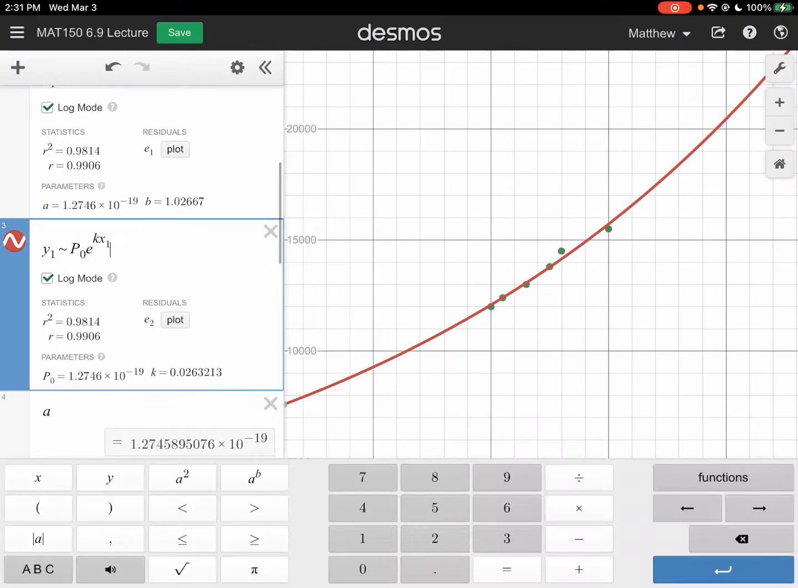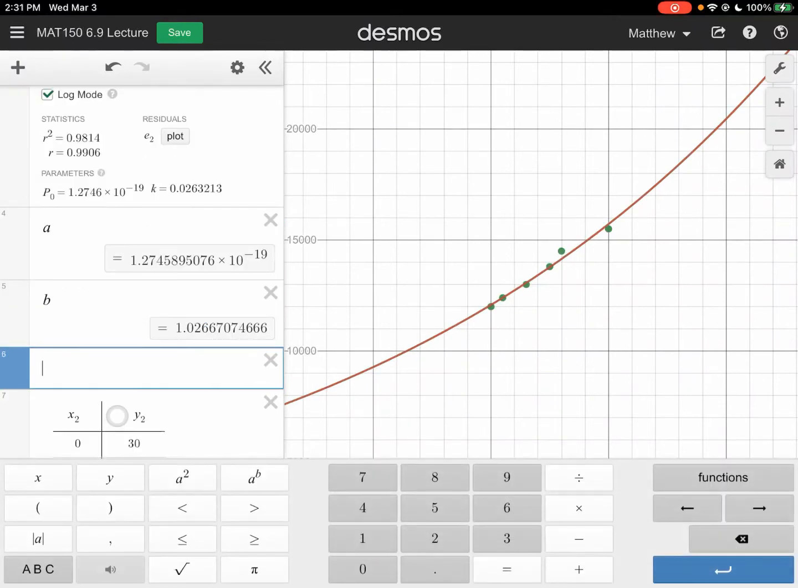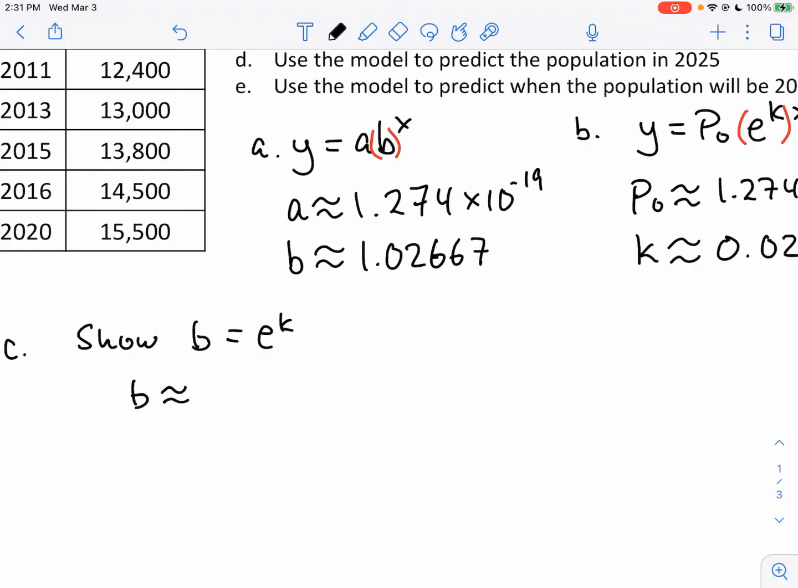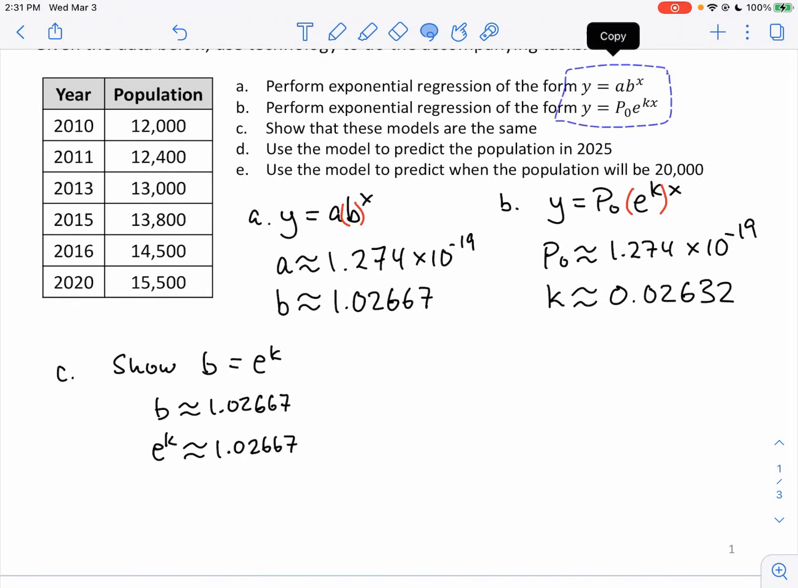Let me insert another line here, an expression, and let's just say, what is e raised to the k? So e raised to the k, and it's going to refer to the k that's already been used. And notice, compare e to the k and b, and they are in fact the same. So we already knew that b was approximately 1.02667, and we've used technology to show that e to the k is also approximately 1.02667. So this is enough to show that these two models are in fact the same. It's just two different ways to go about creating an exponential regression model.